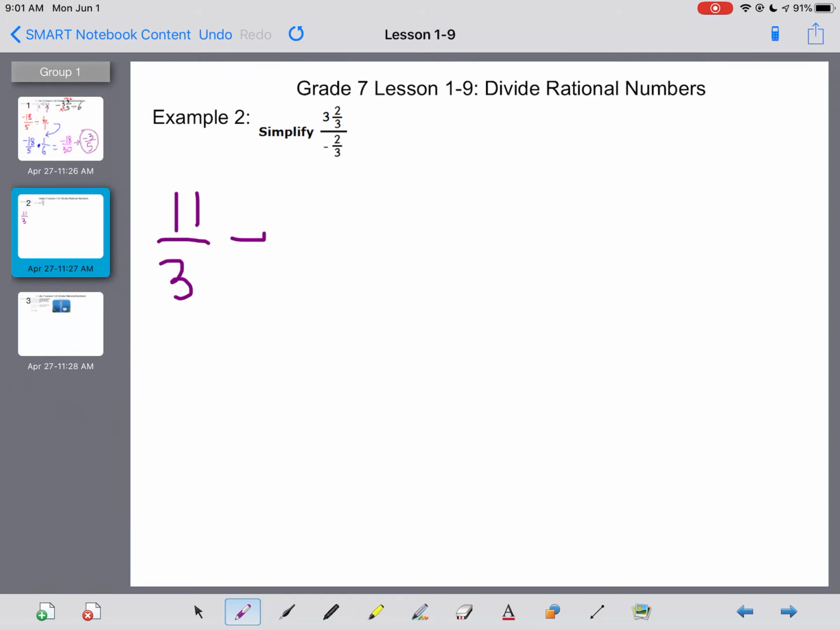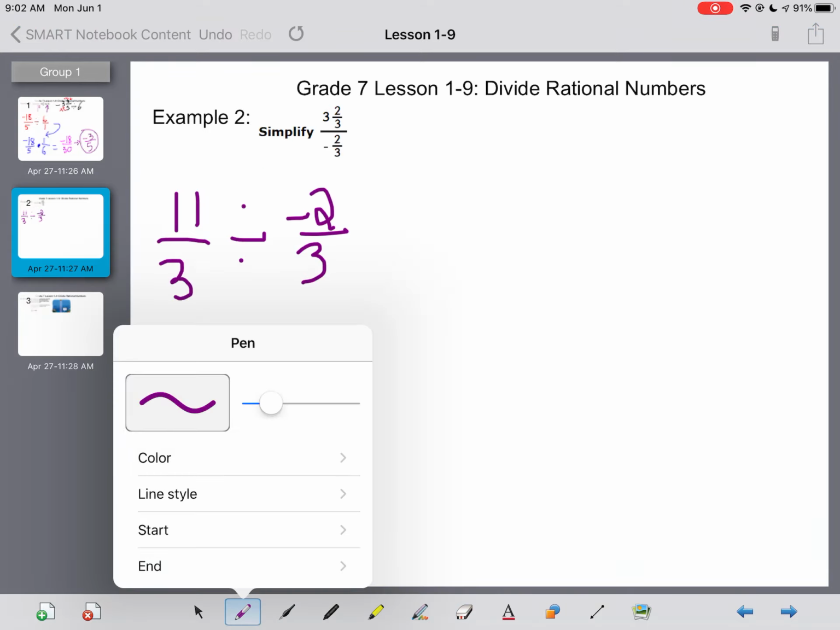And let's keep everything else the same, divided by. And because that negative is in between the 2 and the 3 on the bottom, we are going to just assume we can put it with the top, the numerator. It doesn't matter, though. You could put it with the denominator, but I like to put it with the numerator. Same thing. So we get negative 2/3.